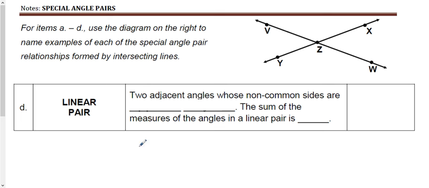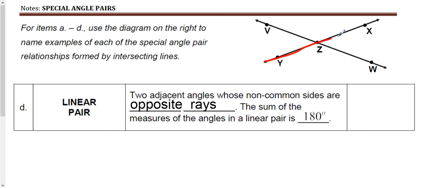A linear pair. Linear means line, pair means two. A line cut into two angles here, we'll see. Two adjacent angles, so they've got to be side by side, whose non-common sides are opposite rays. Well, you'll see there's an easier description. The sum of the measures of the angles in a linear pair is 180. So basically, we take a line and cut it into two angles.